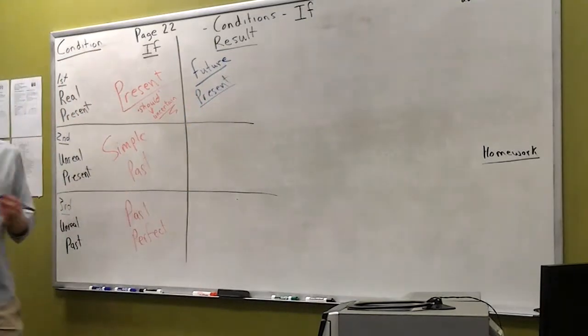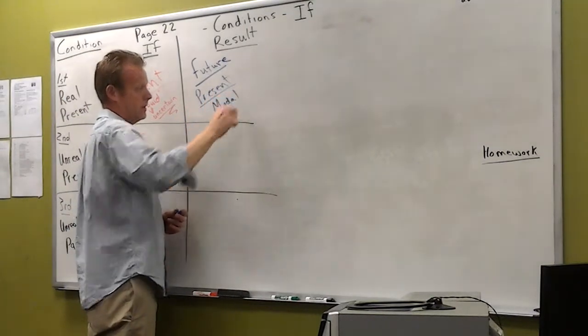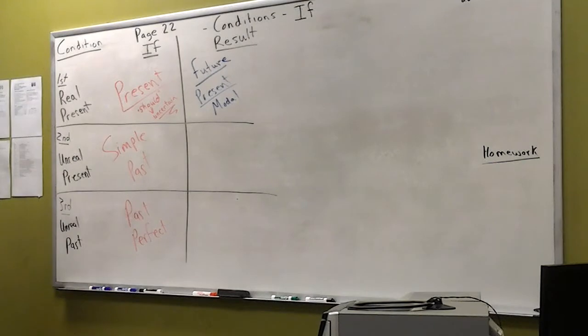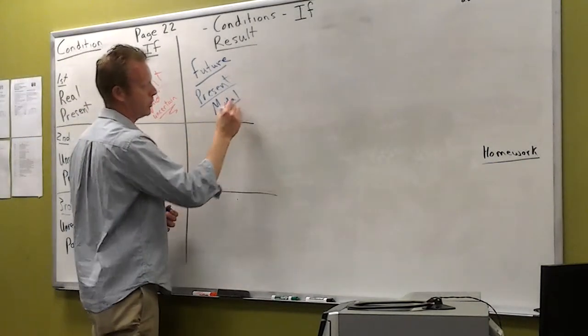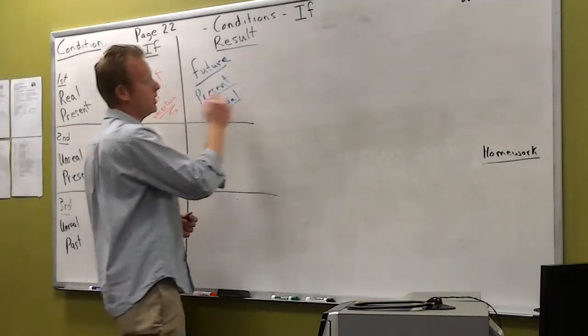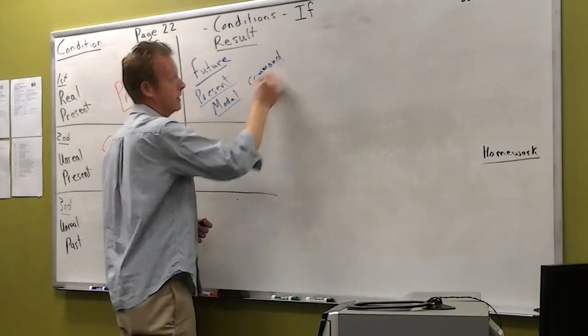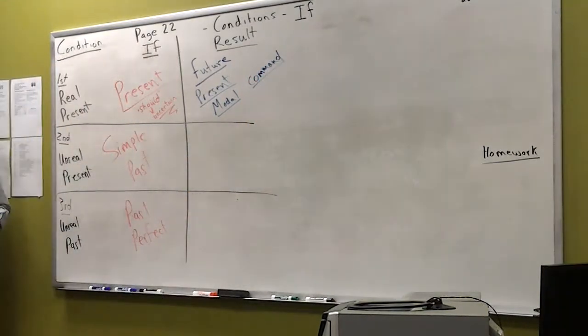There's another option. Another thing that happens is using a modal, like should, may, might. Sometimes it happens with a modal in the present tense. And also a command. It's very possible for the result clause to be a command. So those are options right there, depending on what you're trying to do.